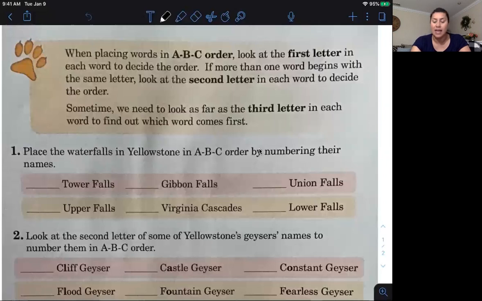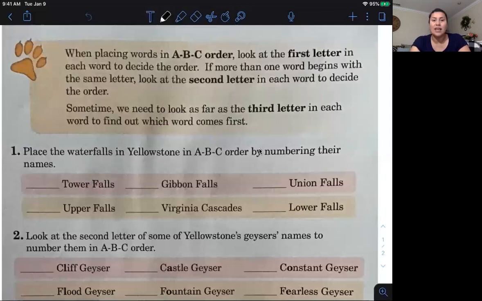This is something that we've already practiced. So I trust that you guys can handle this. We also, when we were doing our spelling book in the class, had a lot of practice with our spelling and putting words in ABC order. Okay, so let's get right into number one.